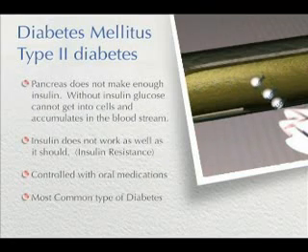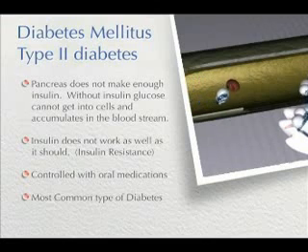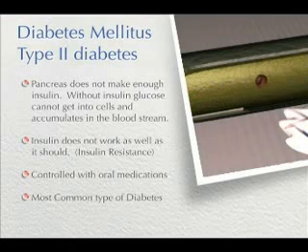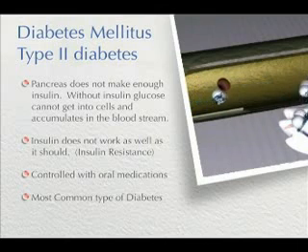Type 2 diabetes is where the pancreas does not make enough insulin. Without insulin, glucose cannot get into the cells and it accumulates in the bloodstream. Or the insulin does not work as well as it should, which causes the glucose to again accumulate in the bloodstream. Type 2 diabetes is usually controlled with diet and oral medications, and it is the most common form of diabetes that we see in the United States.